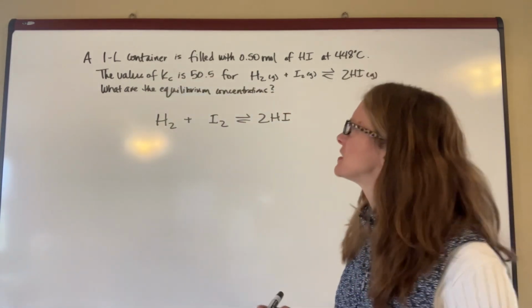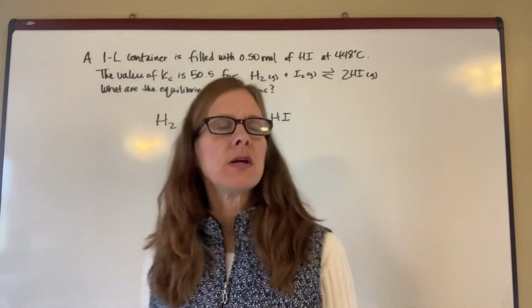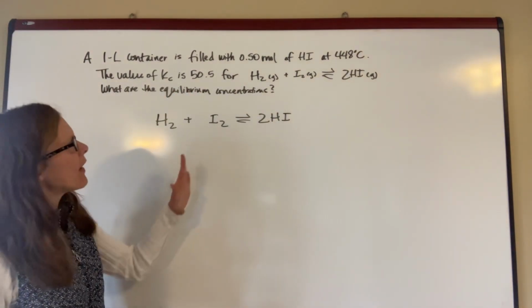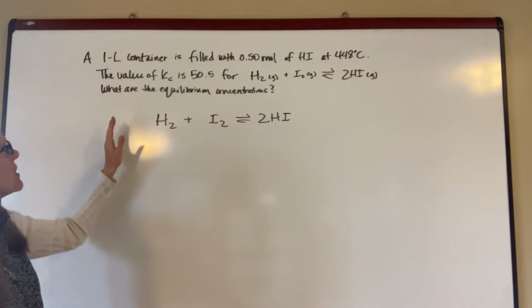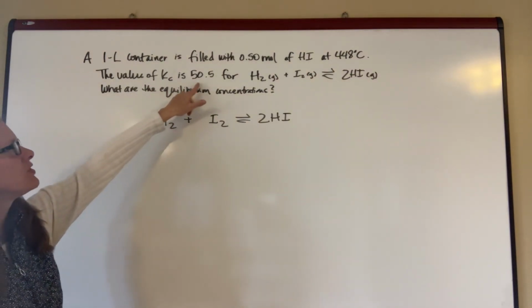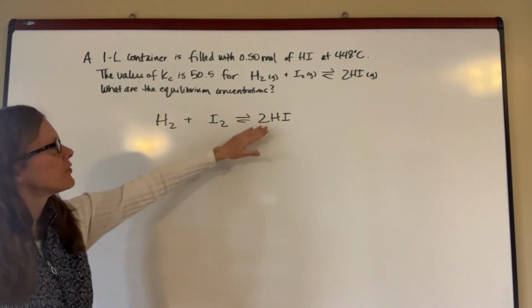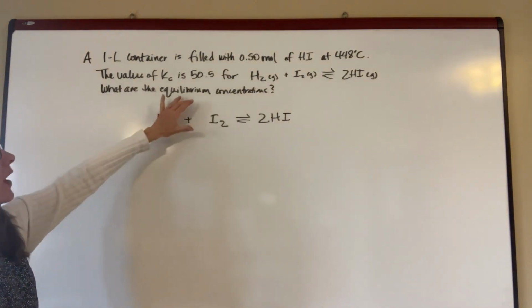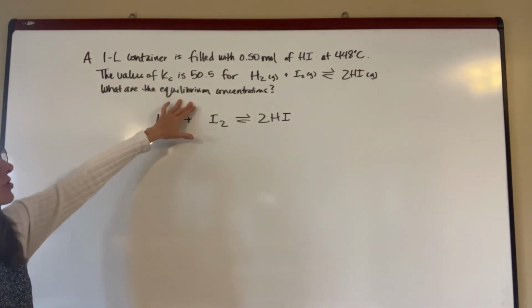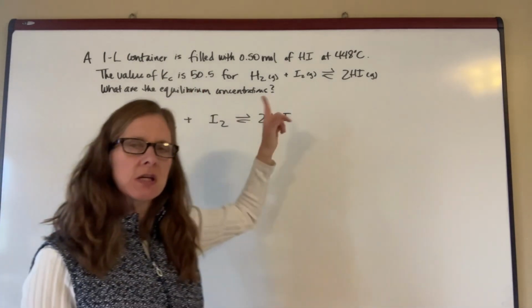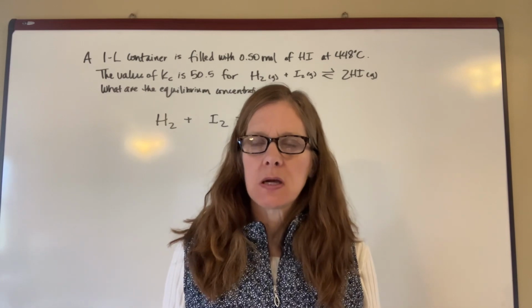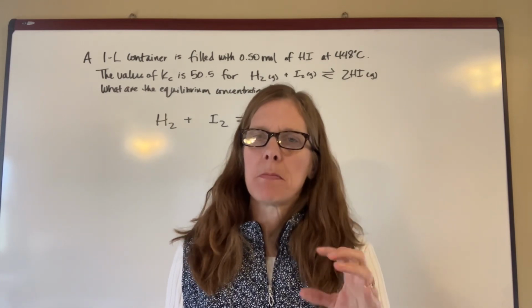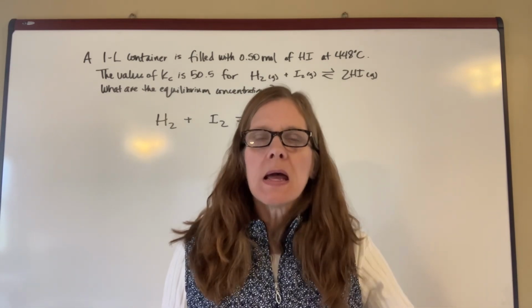Okay, so the problem is this. A 1 liter container is filled with 1/2 mole of hydrogen iodide at 448 degrees Celsius. The value of K is 50.5 for this reaction. We want to know what the equilibrium concentrations are. Now, the particular problem that I chose does have the amounts of the gas in moles.